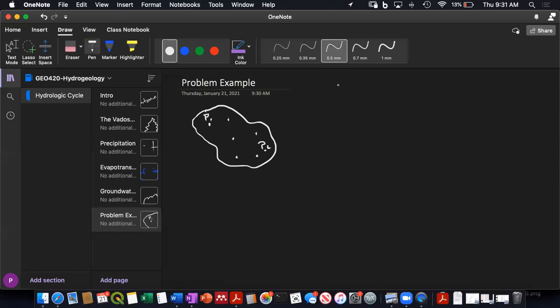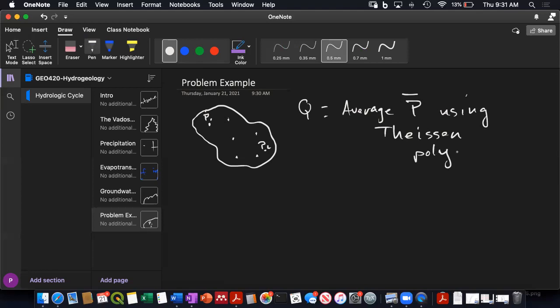So let's do that. So my question might be, the question states, what's the average precip using Tyson polygons, right? Okay, so we've gone over this in class. What is the basic method that we do when we're using these Tyson polygons? Yeah, it basically boils down to finding the midway point between each station.